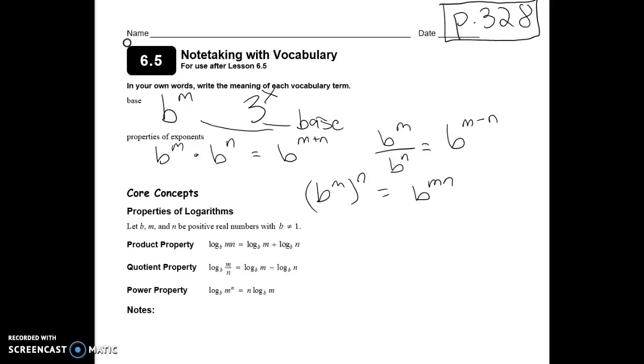Remember, logs are like exponents, so we have the product property. If I have two numbers, m and n, multiplied, I can expand it into two logs being added together. If I have division, m divided by n, I can expand it into a subtraction problem. If I have a power to a power, I could bring the power of n to the front and make it a multiplication problem. So again, product changed to a sum, quotient changed to a subtraction, and power changed to a multiplication. Now let's look at the examples in our notes.